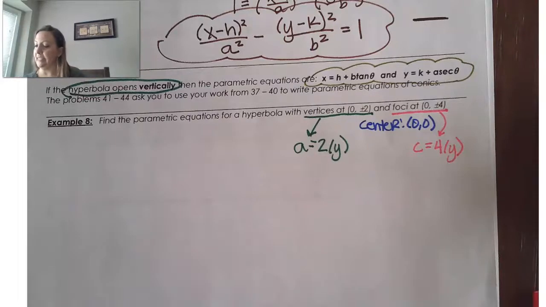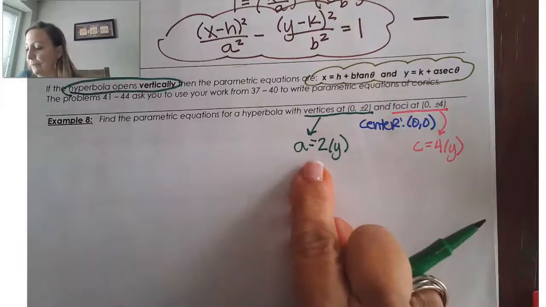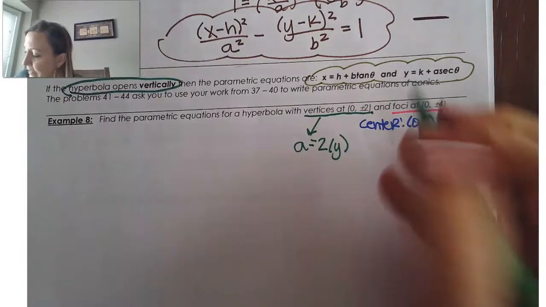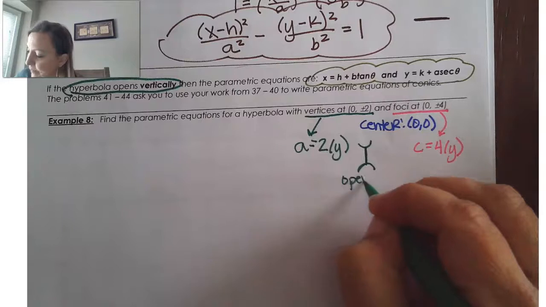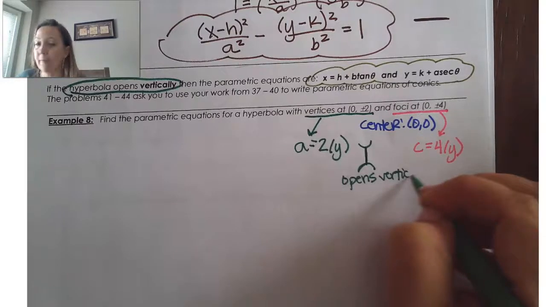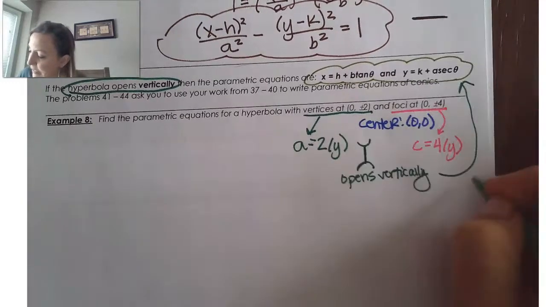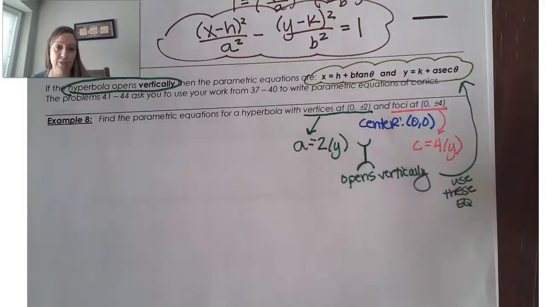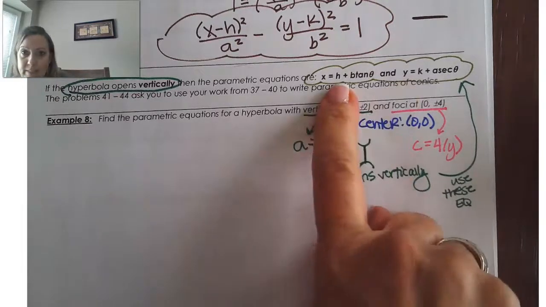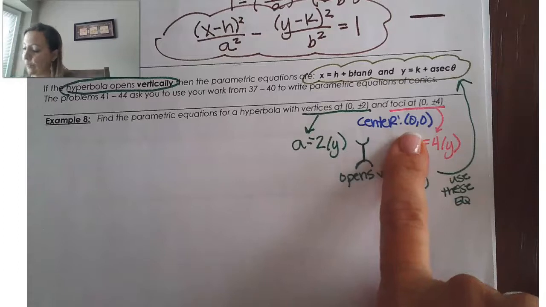So what this tells us is that this is going to be, they told us it was a hyperbola, and it tells us that our transverse axis is going to be along the y. So notice that this opens vertically. And so because we've determined from this information that it opens vertically, we're going to want to use these equations to help write our parametric equations. Okay, so in these equations, we need to know h and b and k and a. Well, we know h and k and we know a, but we don't know b.